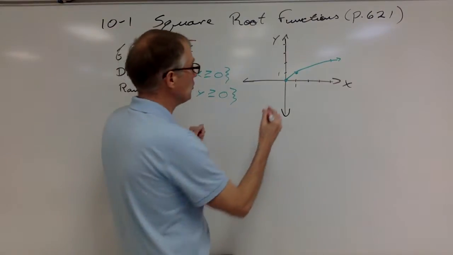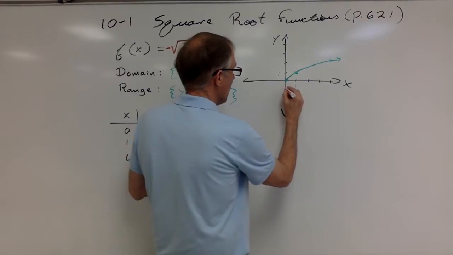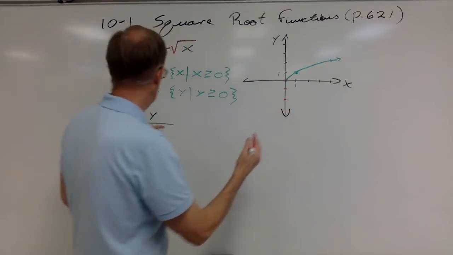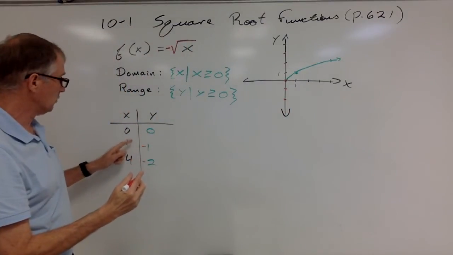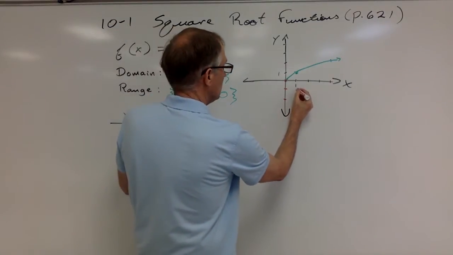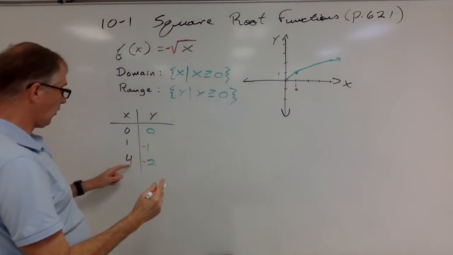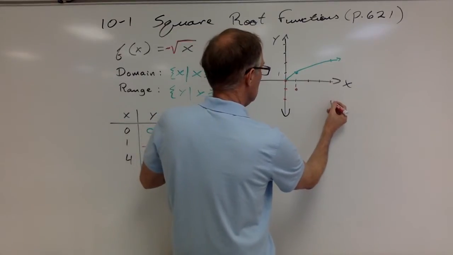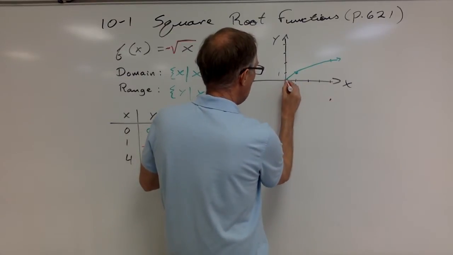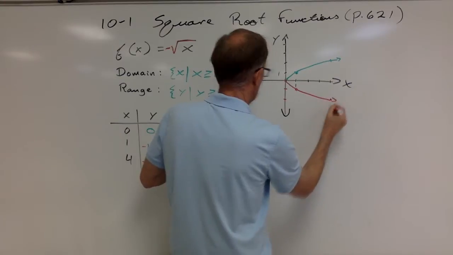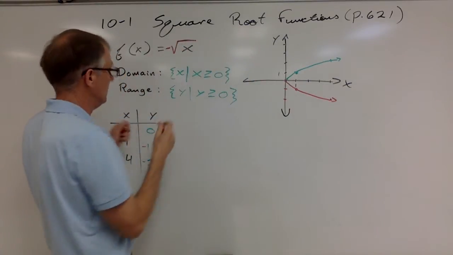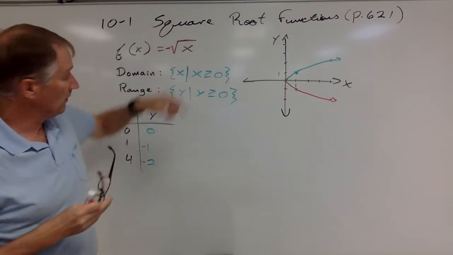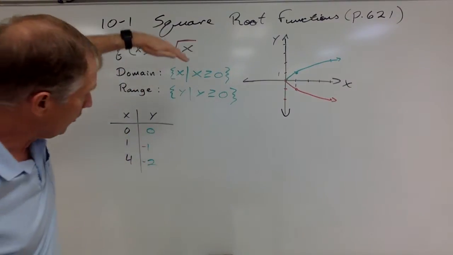Then this new graph would look like this. When x is equal to 0, y is equal to 0. When x is equal to 1, y is equal to negative 1. When x is equal to 4, y is equal to negative 2, which is going to be down here. So my point here is that when there's a negative sign in front of the radical, which is called the radical, it curves downwards.